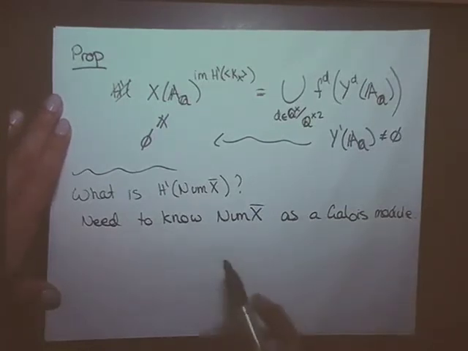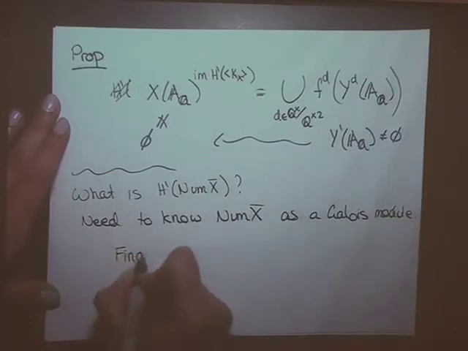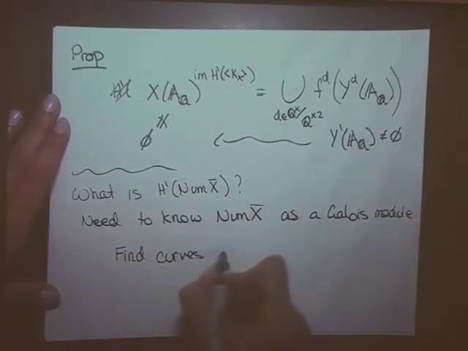So one way I can do that is that I can find curves that generate it and then do the procedure that I just outlined. I write down the equations of the curves, I act by Galois on the coefficients, sends it to something else. So I want to find curves on X.